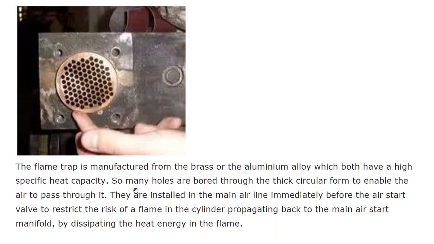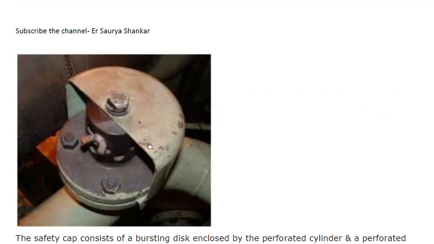Flame arrestor, in the diagram. The flame trap is manufactured from brass or aluminium alloy, which both have a high specific heat capacity. So what is it made of? Brass and aluminium alloy. Many holes are bored in this thick circular form to enable the air to pass through it. They are installed in the main airline immediately before the air start valve to restrict the risk of a flame in the cylinder propagating back to the main start manifold by dissipating the heat energy in the flame. What does it do? It dissipates heat energy. So this is our flame arrestor.